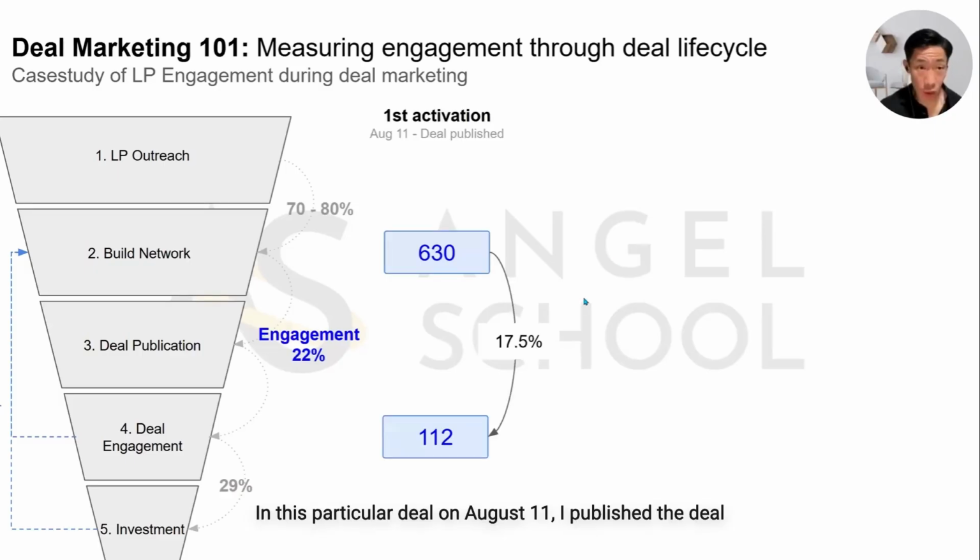In this particular deal, on August 11, I published the deal and we had 630 investors, top of funnel, looking at it. Out of that, 112 people expressed interest in some form. So we captured 17.5% deal engagement.